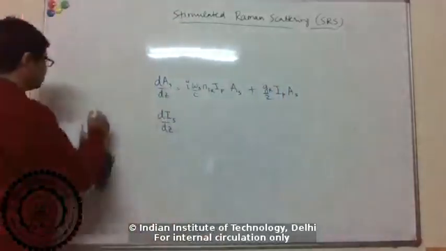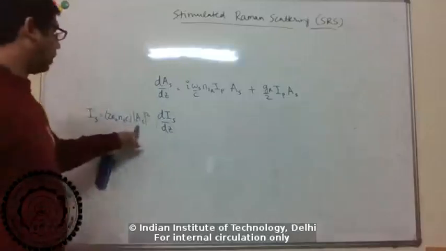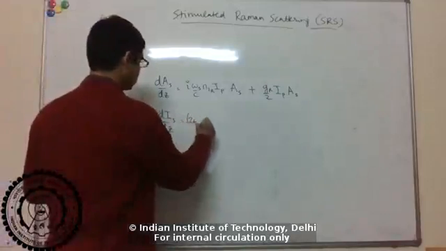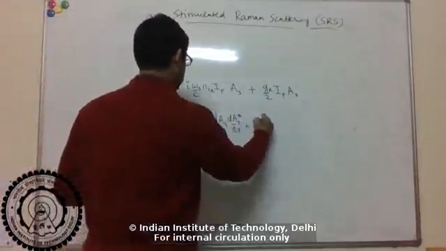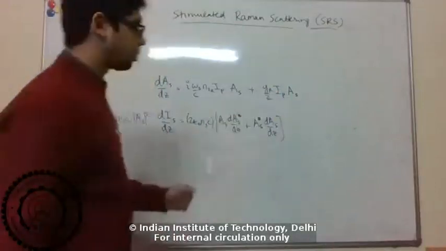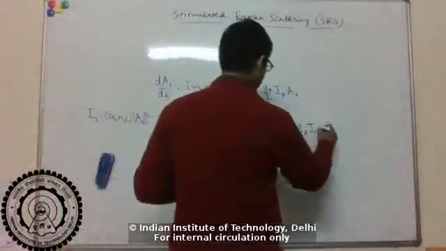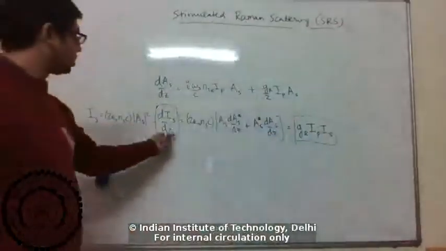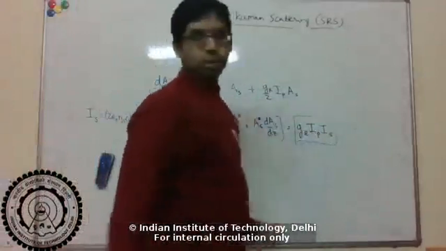Again, Is is 2 epsilon naught c times mod As squared, and mod As squared is As times As conjugate. So we can write this out, and then for these dAs by dz and dAs conjugate by dz, we can use this equation and its conjugate. If you go ahead and do that, you just end up with one term. It goes like that. So the intensity of the Stokes wave on propagation is just growing with something proportional to the pump intensity.